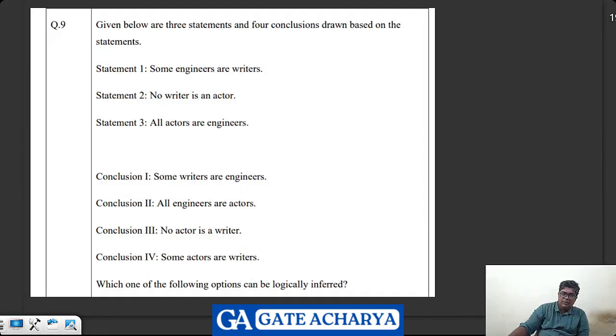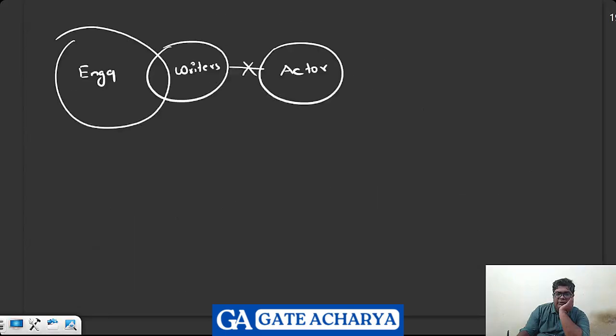Okay, how will I finish this? Because I've already drawn engineers, right? No writer is an actor. All actors are engineers. That is complicated. All actors are engineers. Okay, it's problematic. Why is it problematic? Let me show you.